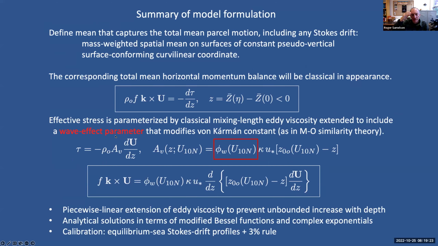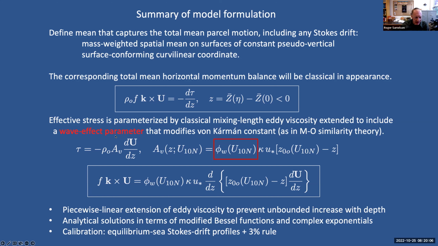So this just says all these things again. There's the summary of the model formulation. We have the traditional equations, and we have this eddy turbulence closure that includes the wave effect parameter as the main novelty there. So a couple of details at the bottom: I actually make a piecewise linear extension of this to prevent the unbounded increase with depth. It's not too important, but it is more realistic. You also get complex exponentials, as in the classical Ekman layer case, in the regions at which the eddy viscosity is actually constant with depth.